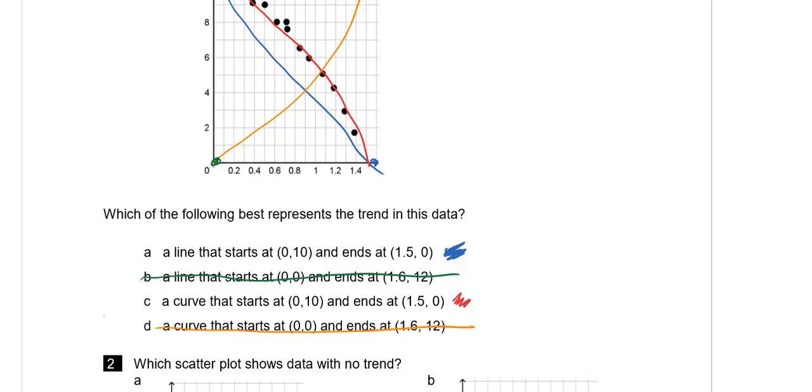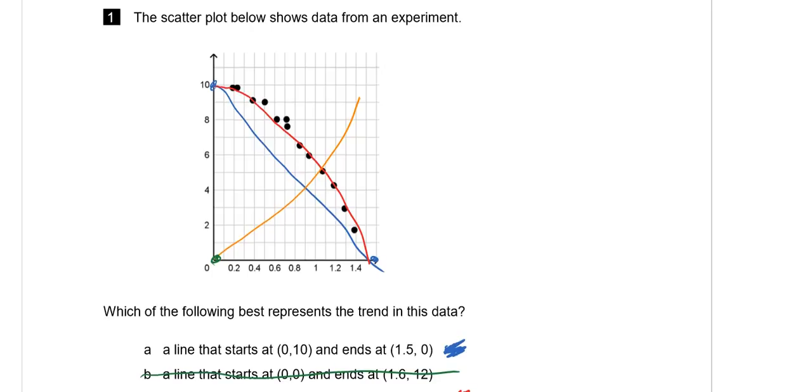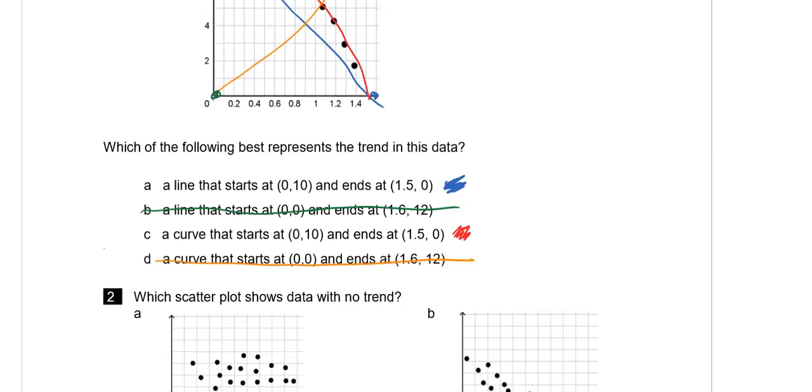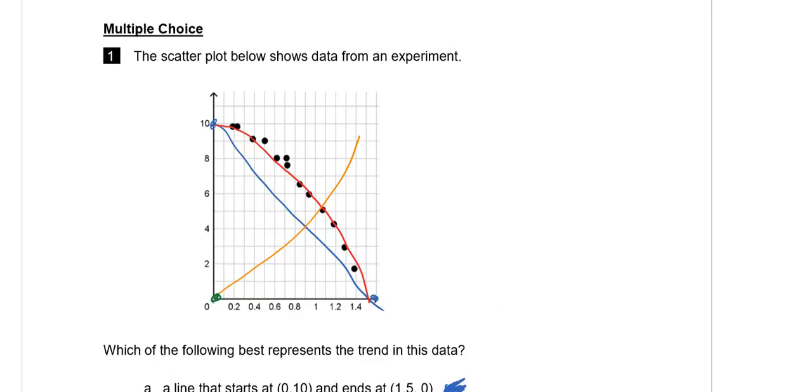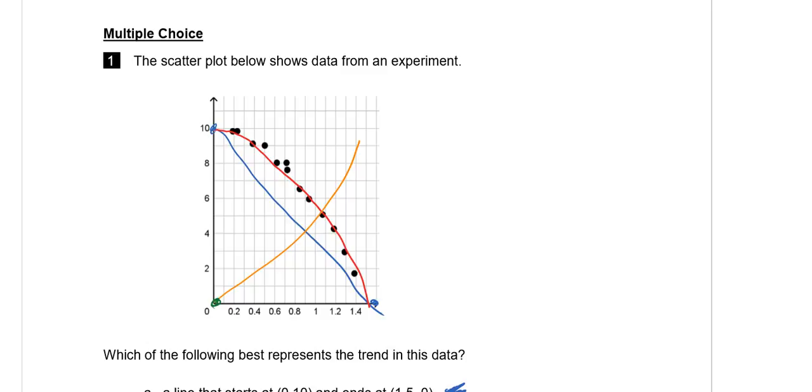Which one do you think? The blue line or the red curve? The red curve. The red curve, I think, is the best approximation. In grade 9, we don't do a lot with curves, but sometimes the data clearly shows that it's curved. And this one does look more like a curve than a straight line to me. If you just look at those points, if I draw a curve, I go through the points better than trying to draw a line through them.